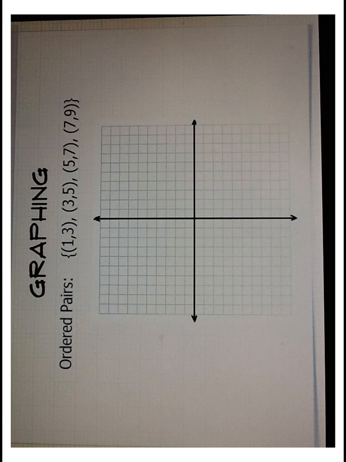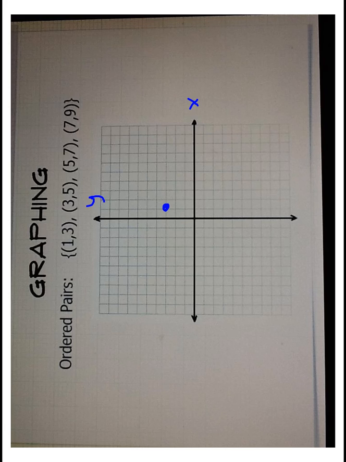Okay? So what you're going to do, we all know that this is our x-axis and this is our y-axis. And that we go across on the x-axis first and then up and down on the y-axis. So let's plot our first point. We have 1, 3. So I need to go over 1, up 3.